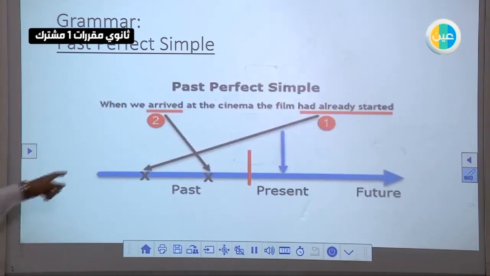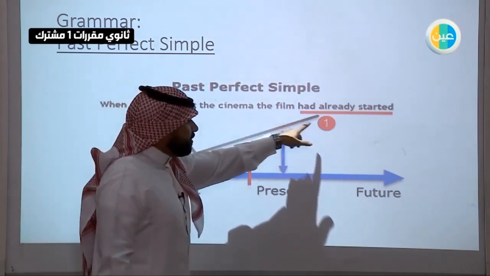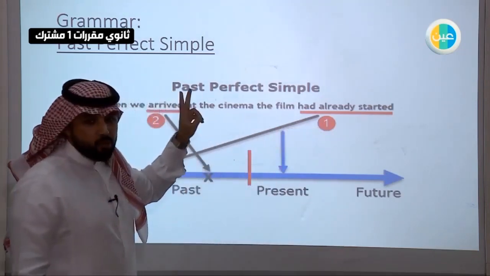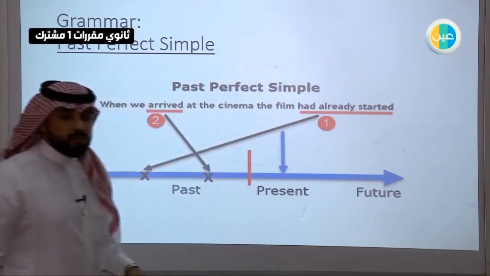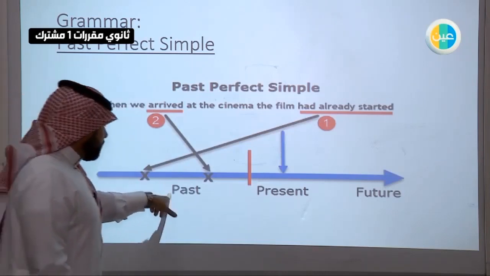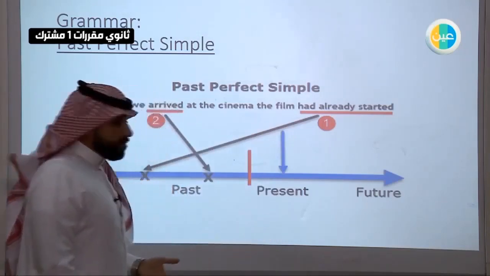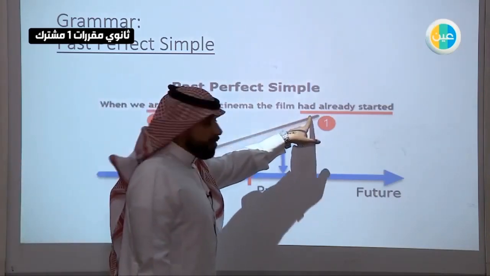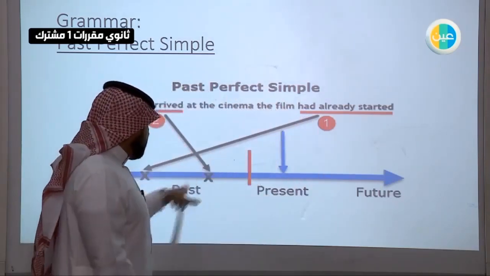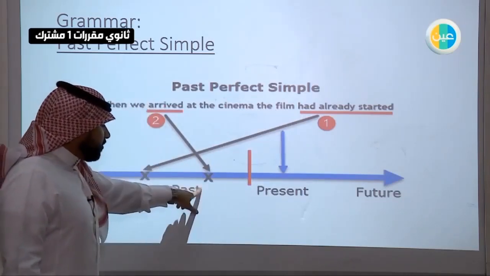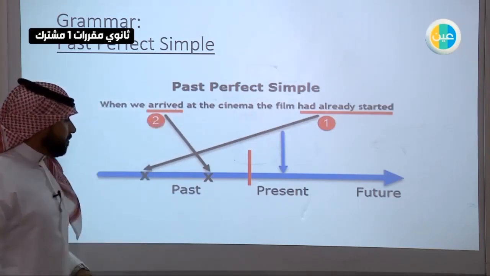Look at this one, past perfect simple. When we arrived at the cinema, the film had already started. So also we have two actions. For one, we use the past perfect simple. The other one, we just use the past simple. When they arrived, the film had already started. So we had to use the past perfect simple because this is the first action in the past. And then they arrived, so here we just use the past simple with ed.